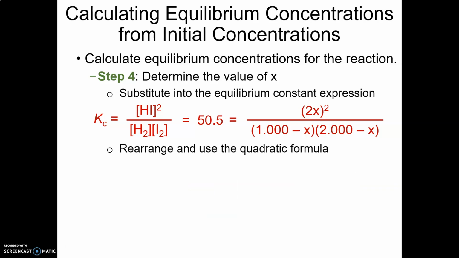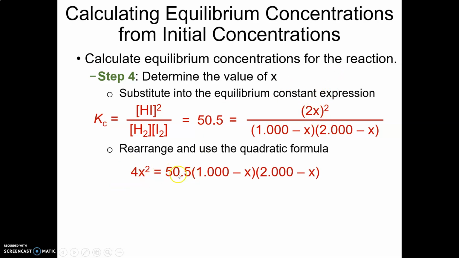So let's figure out how we're going to rearrange, right? If this was me, the first thing I would do is cross multiply. So I would multiply the 50.5 times the 1 minus x times 2 minus x, okay, just like this. And then 2x squared, that's an easy thing. Just go ahead and do it. 2 squared is 4, and then it's going to be x squared.